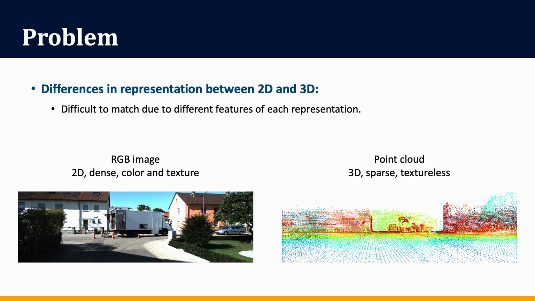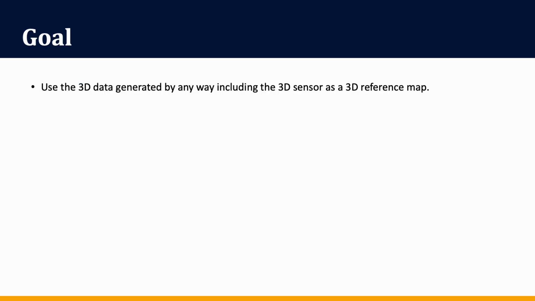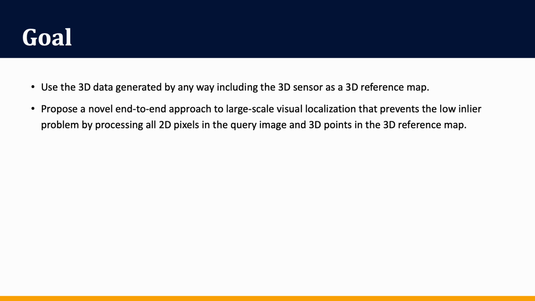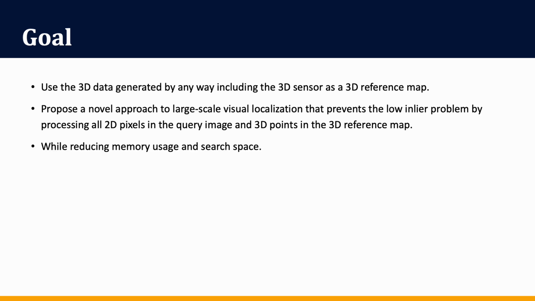However, due to the representational difference between 2D and 3D, it is challenging to match them. So, our first objective is to demonstrate the potential utility of 3D data generated by 3D sensors. Secondly, we aim to address the issue of poor matching due to the disparity in representations between 2D images and 3D point clouds. Lastly, our goal is to reduce memory usage and the search space to effectively perform large-scale visual localization using a novel end-to-end network.